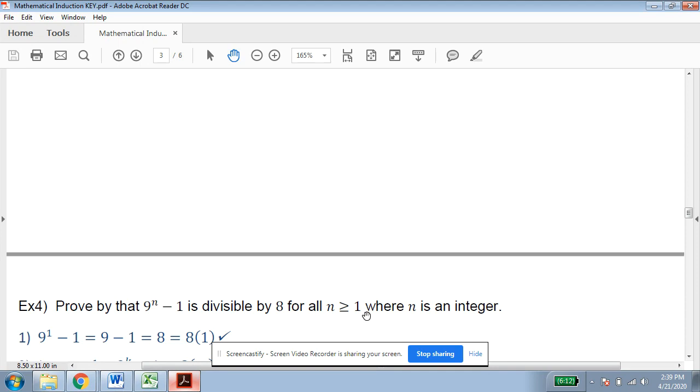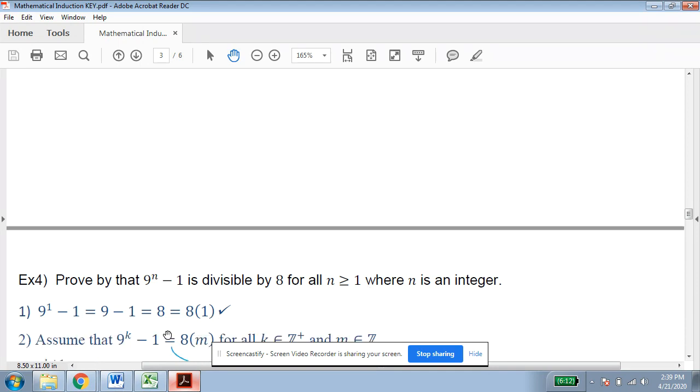So my first step is still the same. I have to show that this is true when n equals 1. So I will sub 1 in for n. 9 to the first is 9, minus the 1 is 8. You can factor an 8 out of that. It is 8 times 1, so that is divisible by 8. Check.